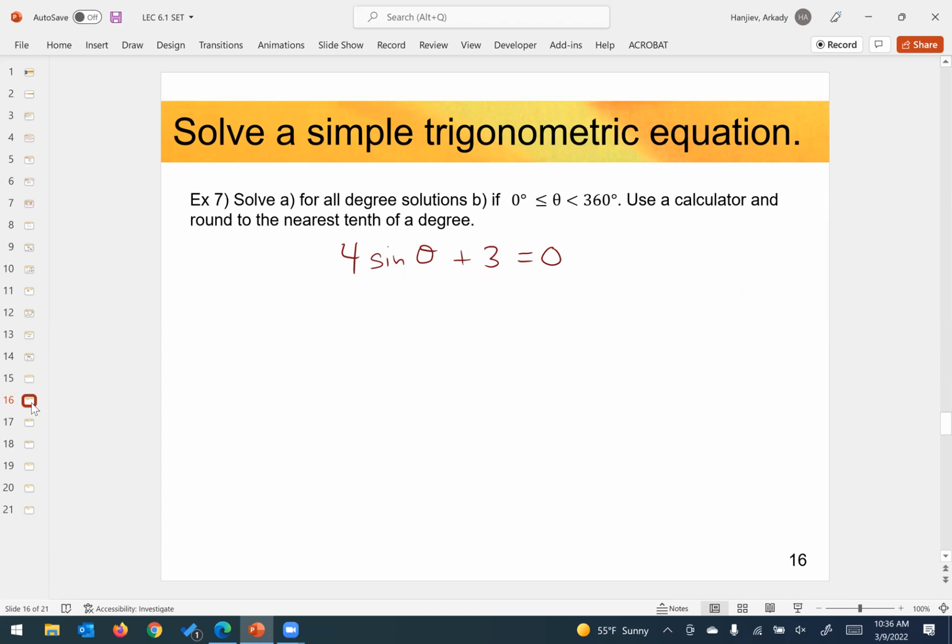So more complicated, not by much here. Solve all degree solutions. We're going to go from 0 to 360. Use a calculator and round to the nearest tenth of a degree this time. So it's not those ones that we have off the unit circle. Now we're moving off the ones that we have. So you have to subtract 3 and then divide by 4. That's what we then do. Negative 3/4, everybody good there? You guys have to write it out first though.